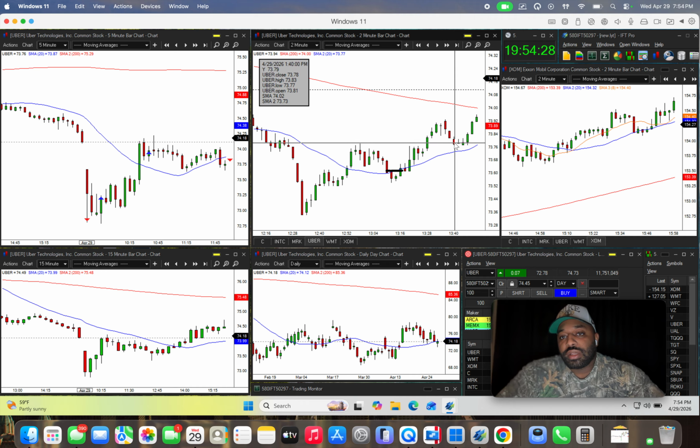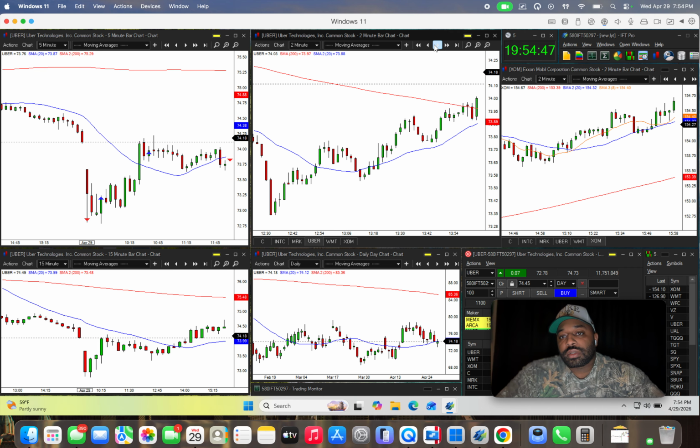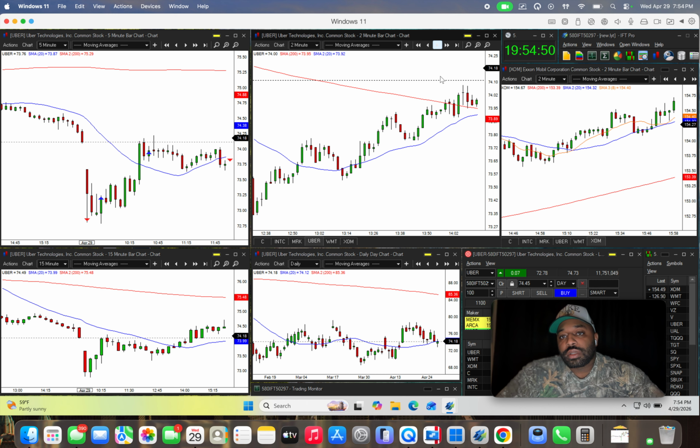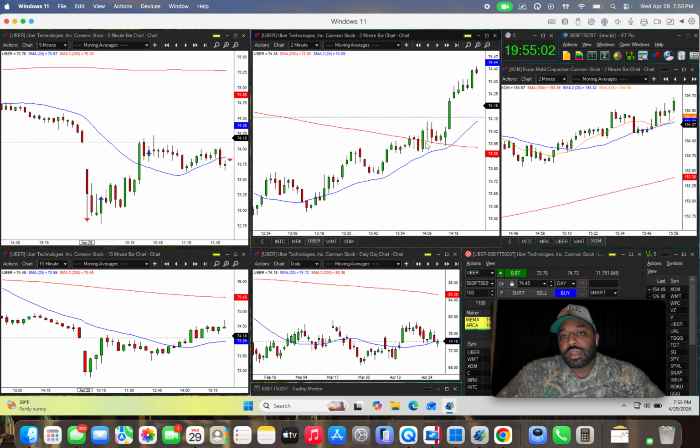Let's say you did. Map it out. 5 cents. Color change. Set the stop right there. Let's say it's 73.77. This would have probably been another opportunity to do a color change right here. Set the stop right here. 73.89. And then you got the boom.